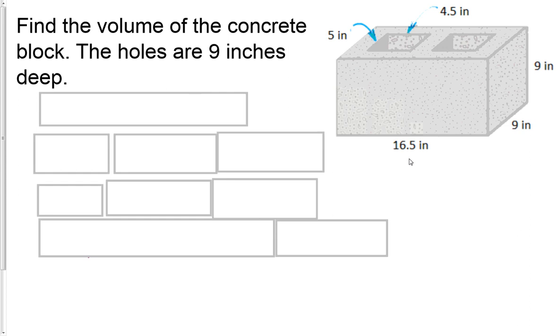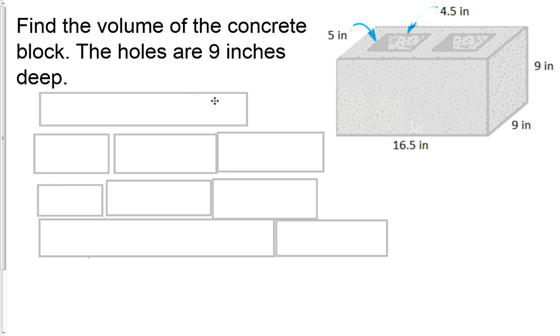One last one is a reminder from an earlier problem about the volume addition postulate. Well, this is kind of the same idea as subtraction. If we find the whole volume and subtract these two holes, like a concrete block that has holes in it, we could find the volume of the whole thing and then subtract the volume that these two holes would have.